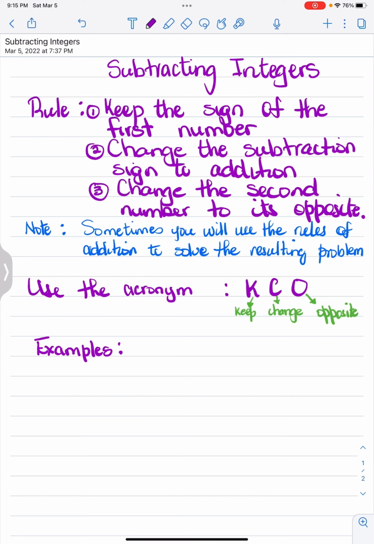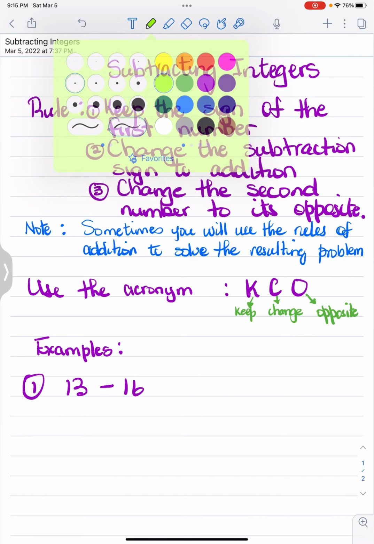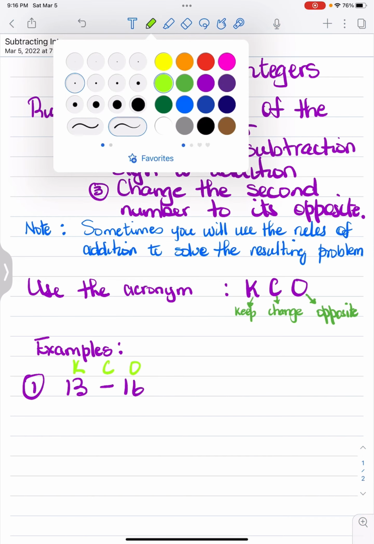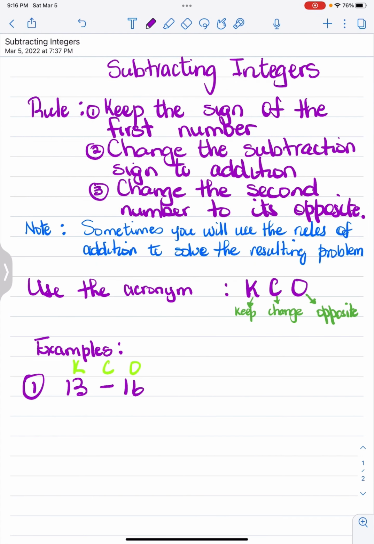Example 1. Let us say we have 13 minus 16. Use K, C, O. Remember, K, keep the sign of the first number. This is a positive number. Change from subtraction to addition and write the opposite of 16. This is a positive 16. So the opposite of positive 16 is negative 16. Now we have 13 plus negative 16.